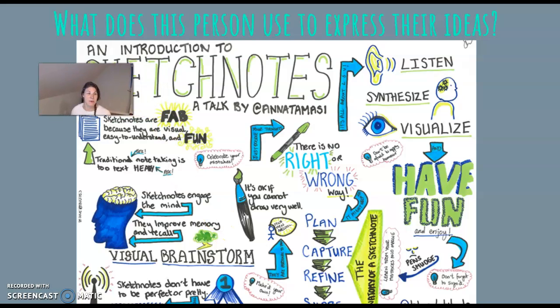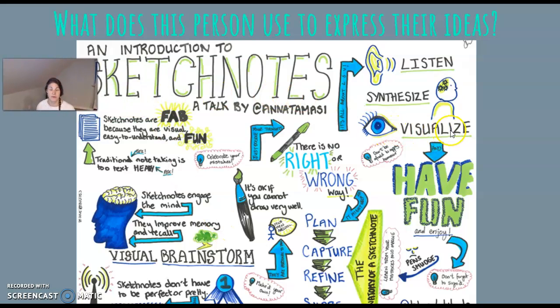So I think one of the best ways to really understand sketch notes is to study them a little bit and to explore them. So I highly recommend you get out there on Pinterest and Google and just Google sketch notes and scroll through and see what they're all about. But for right now, I want you to study this particular sketch note. Pause it. Take a few minutes to think about what this person uses to express their ideas, and then we'll chat about it together. Okay, pause.